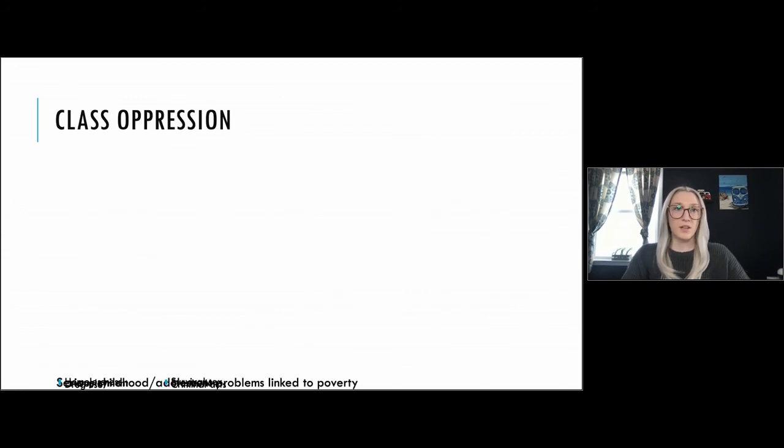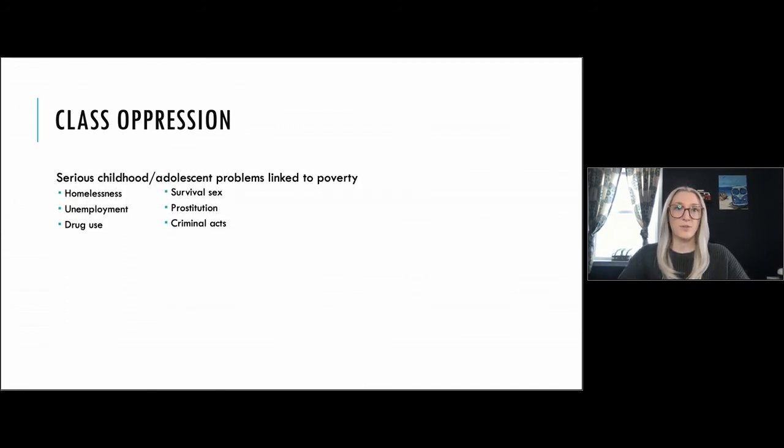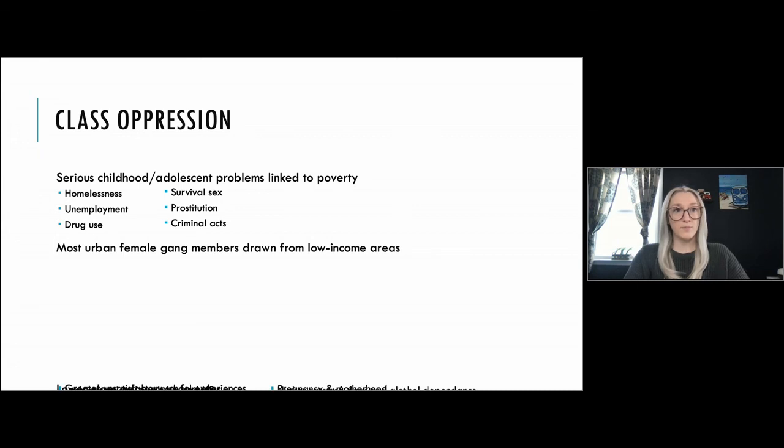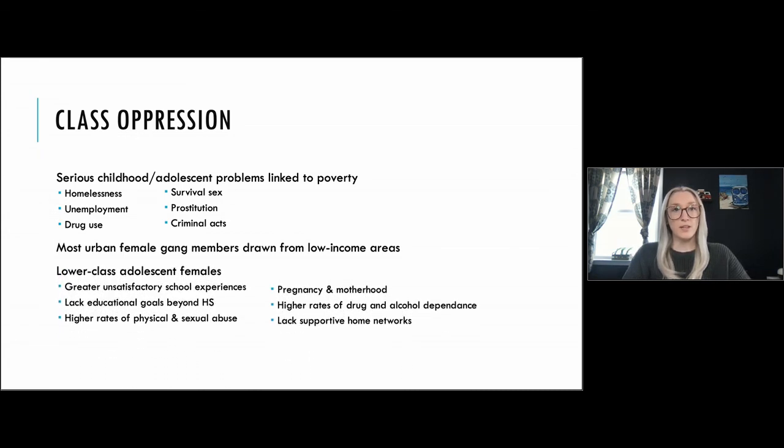So we now need to look at class oppression. Research has shown that serious childhood and adolescent problems are actually linked to poverty. Issues like homelessness, unemployment, prostitution, and criminal acts. Most urban female gang members are drawn from low-income areas. And lower-class adolescent females show greater unsatisfactory school experiences, and they lack educational goals beyond high school.